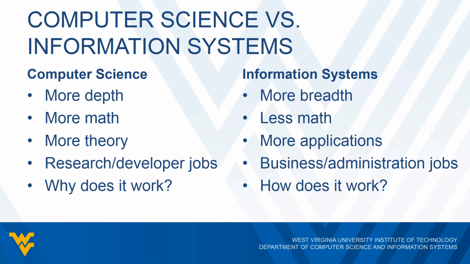Whereas in information systems, we look at the how. How does something work? How do we use this tool? How do we use this program? How does this algorithm work? And we may talk a little bit about the why, but we don't care too much about why something works, and we focus more on the how.